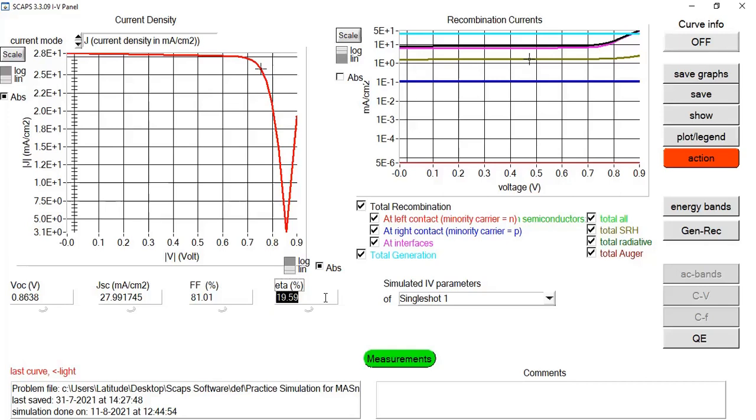So I just explained a few performance parameters that are included in JV analysis. I have talked about the VOC value, the short circuit current value, fill factor value, and power conversion efficiency eta. The next important thing is the quantum efficiency. So I'm going to click on quantum efficiency.